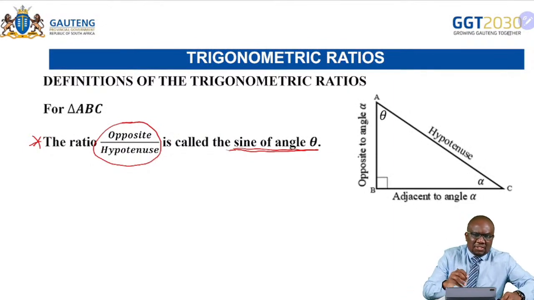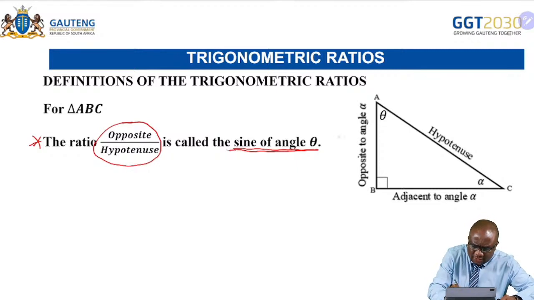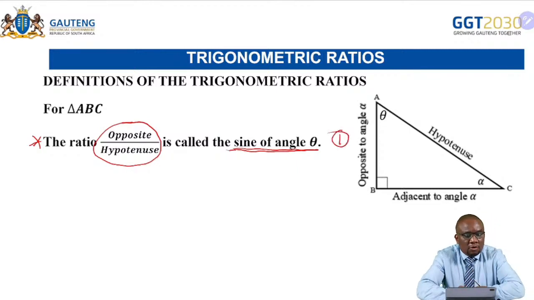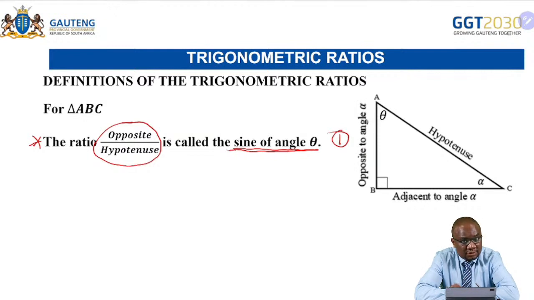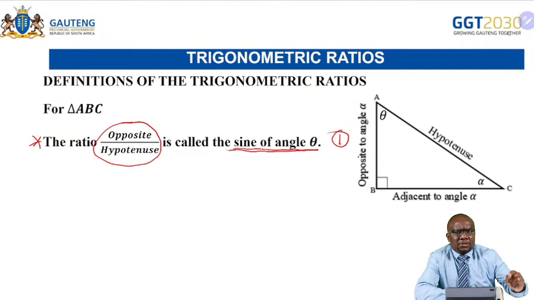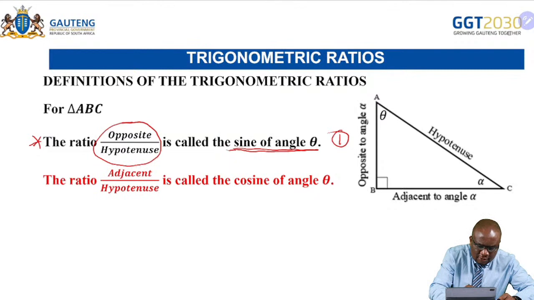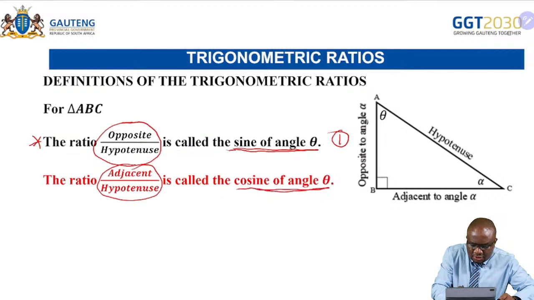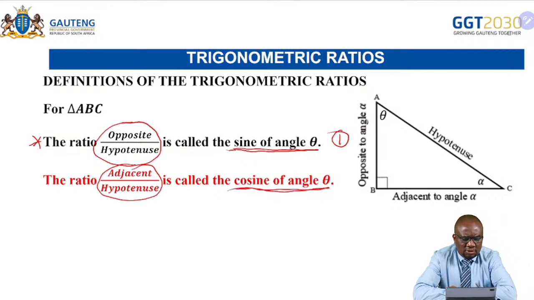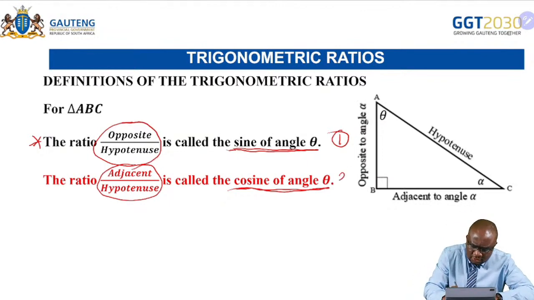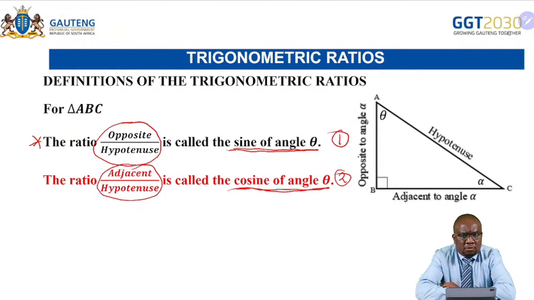Okay, let's name this one ratio number 1. Maybe we can just put 1 next to it. Ratio number 1: opposite over hypotenuse. Opposite side over hypotenuse side will give us our ratio. It is called sine of angle theta. That's ratio number 1. Let's go to ratio number 2. We're doing 3 ratios. Right. The ratio adjacent over hypotenuse is called cosine of angle theta. Let's write it. Ratio number 2. Okay, one minute. Copy that.